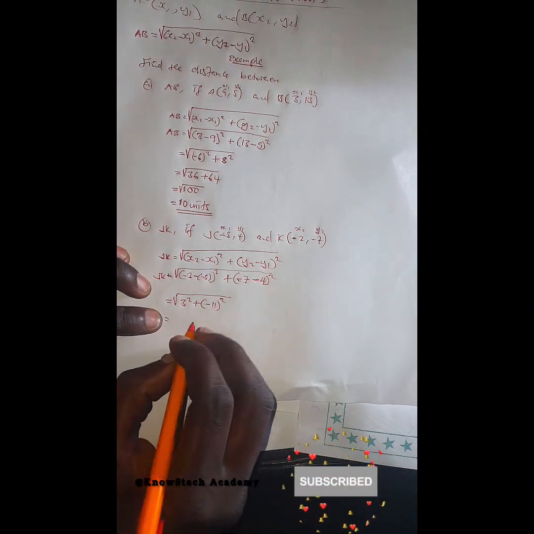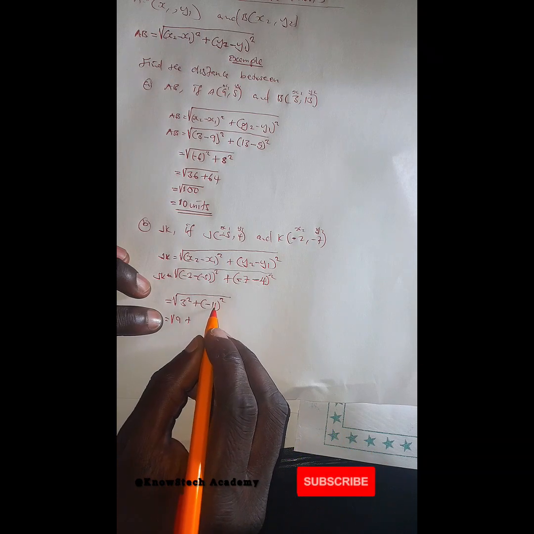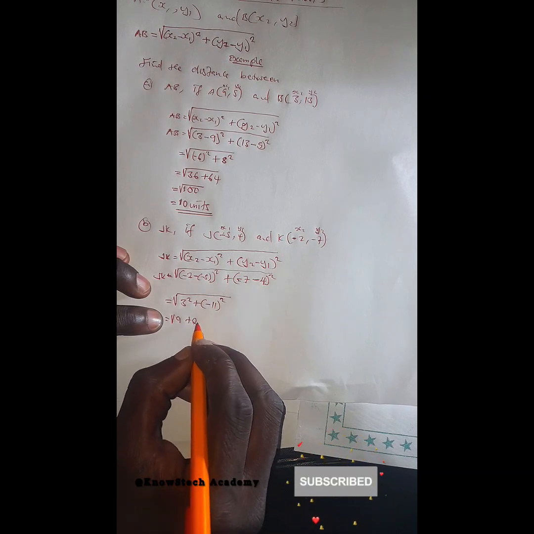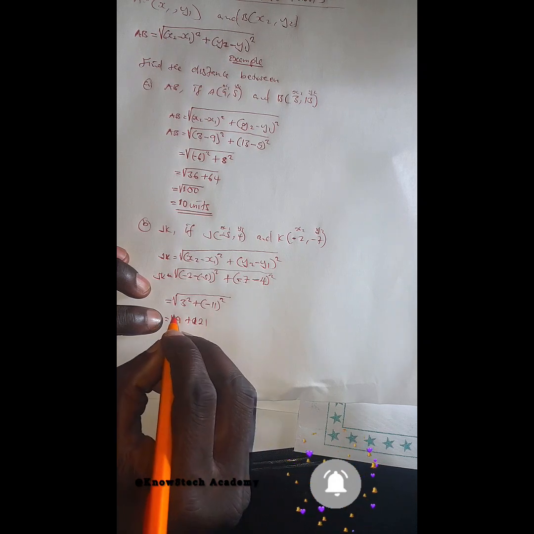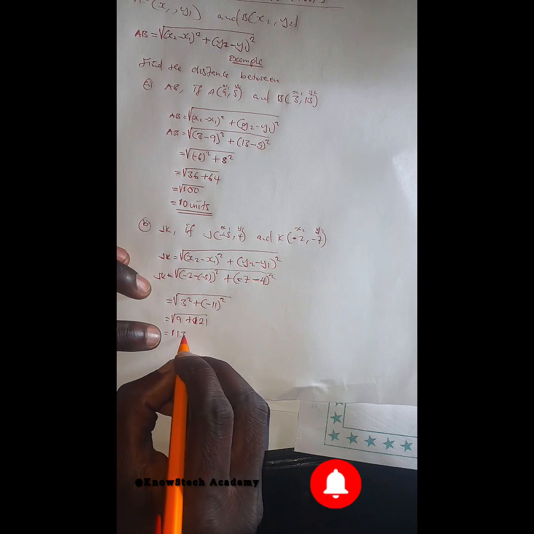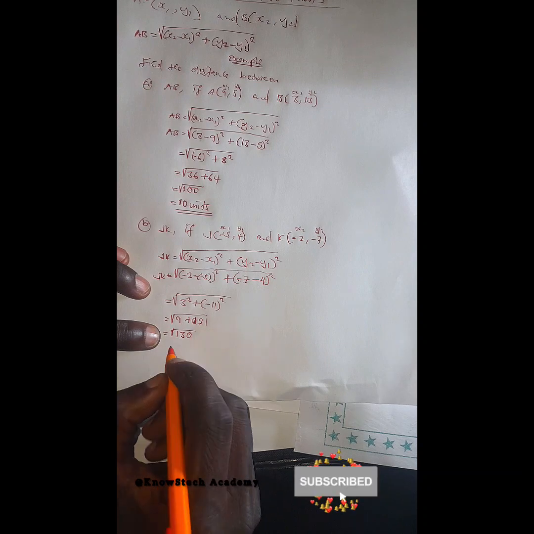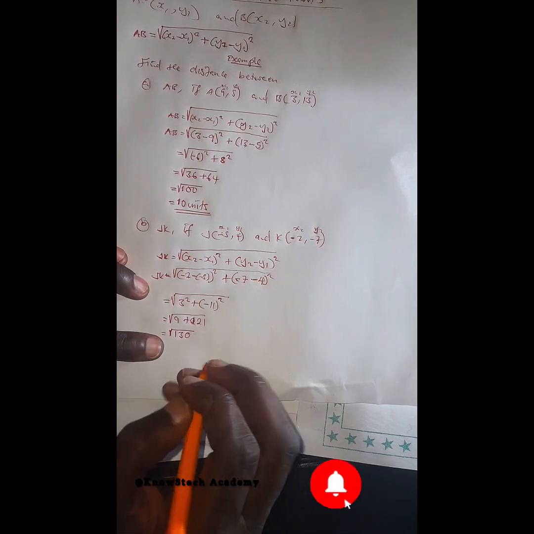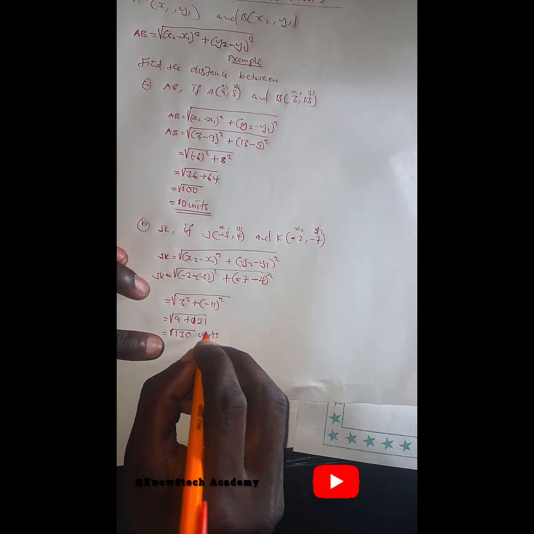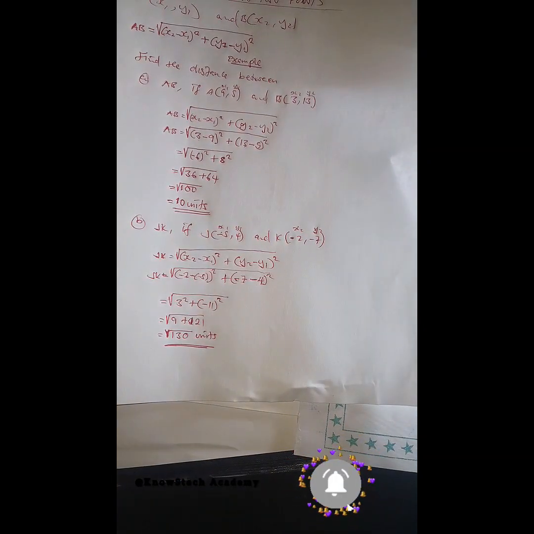3 squared is 9, plus 11 squared is 121. 9 plus 121 is 130. Since 130 is not a perfect square, the answer is the root of 130.